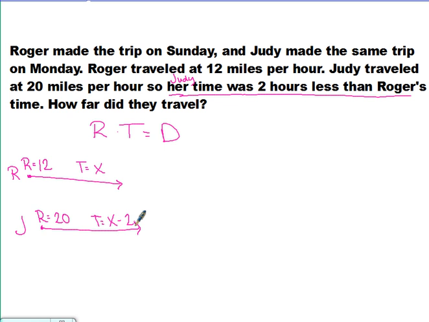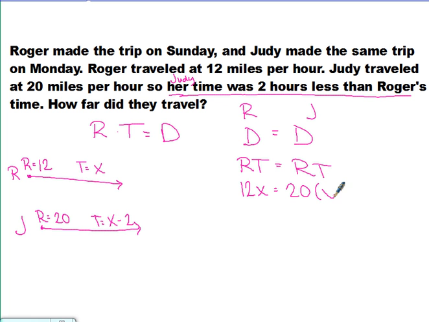Now, their distances were equal. So we have the distance of Roger, which was equal to the distance of Judy. We know that rate times time equals distance, so rate times time is equal to rate times time. This is Roger, and this is Judy. We plug in Roger's rate and time and set it equal to Judy's rate and time. Roger's rate was 12. His time was X. Judy's rate was 20. Her time is X minus 2.